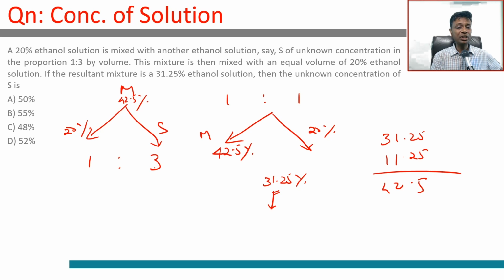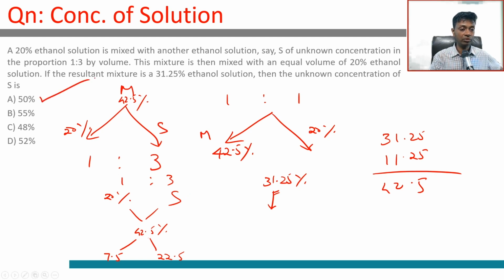Now we have an old-fashioned mixtures question in our hands. We are mixing a 20% solution and S and getting 42.5%. We are mixing these two in the ratio 1:3. This difference is 22.5, 42.5 minus 20 is 22.5. Old-fashioned alligation method. So this should be 7.5, in the ratio 1:3. This is 22.5, this is 7.5. Or our S should be 42.5 plus 7.5, which is 50%.